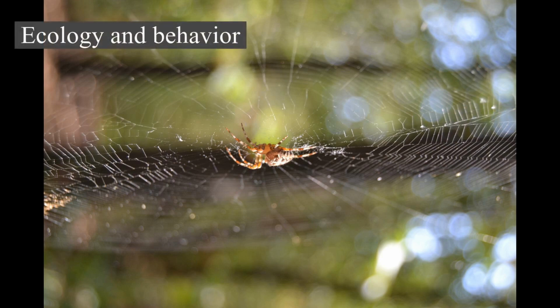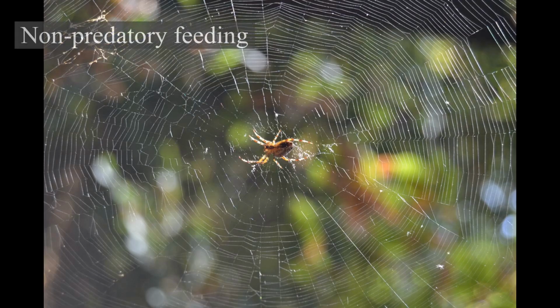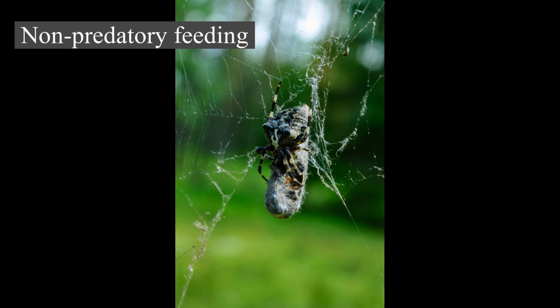Ecology and behavior. Non-predatory feeding. Although spiders are generally regarded as predatory, the jumping spider Bagheera kiplingi gets over 90% of its food from fairly solid plant material produced by acacias as part of a mutually beneficial relationship with a species of ant.